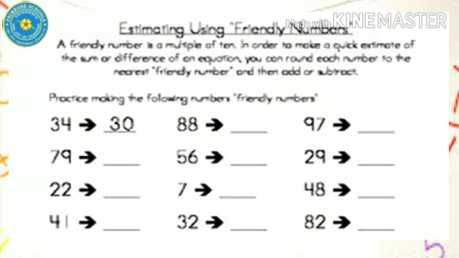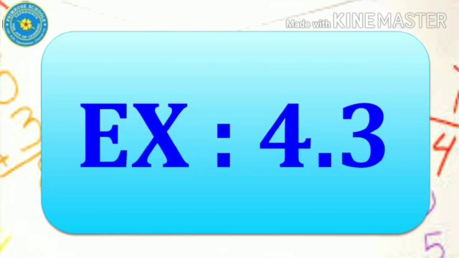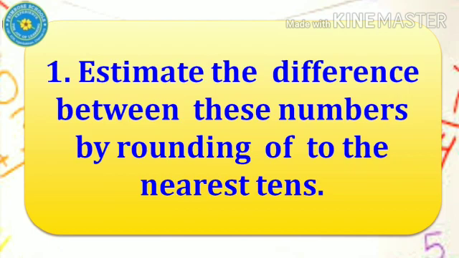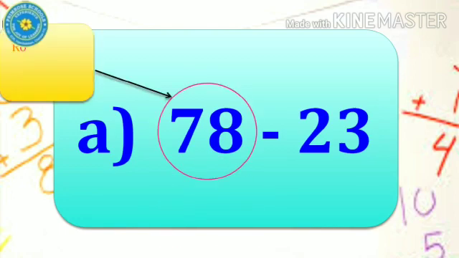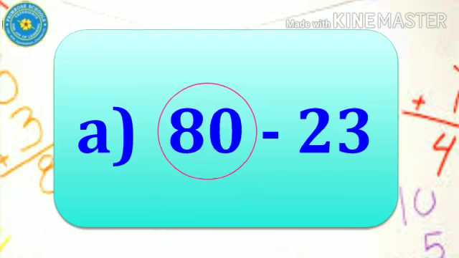Let us now solve exercise 4.3. Children, kindly take out your book. Exercise 4.3, estimation of subtraction. Let us go to the first question. Estimate the difference between these numbers by rounding off to the nearest tens. 78 minus 23. Now 78 we need to round off to the nearest tens. So what will we get, children? We get 80. Very good.